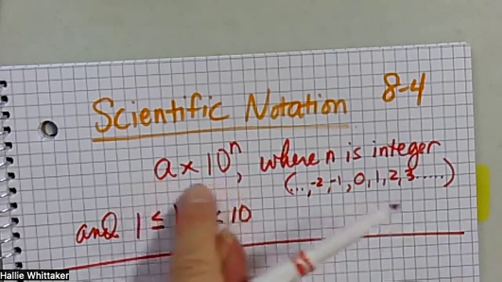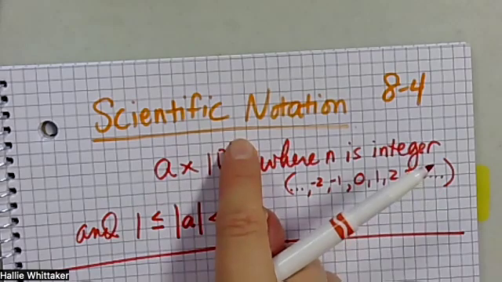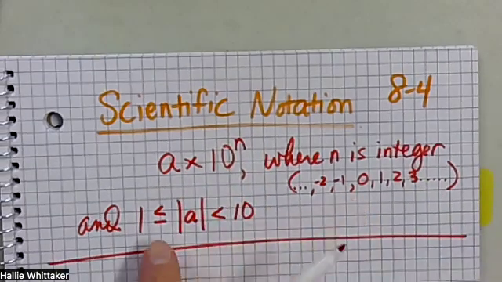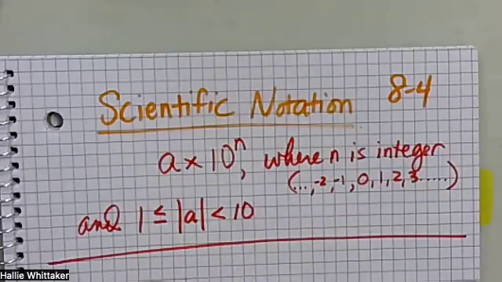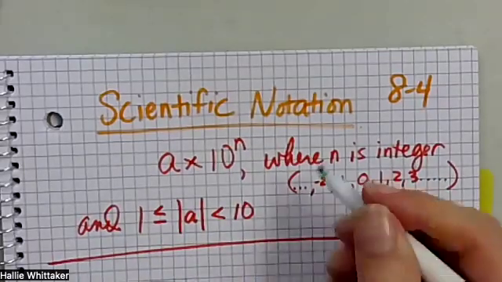That's what it's going to look like: A times 10 to the n, where n is an integer, and the absolute value of A must be less than 10 but greater than or equal to 1. Little things to note about this.